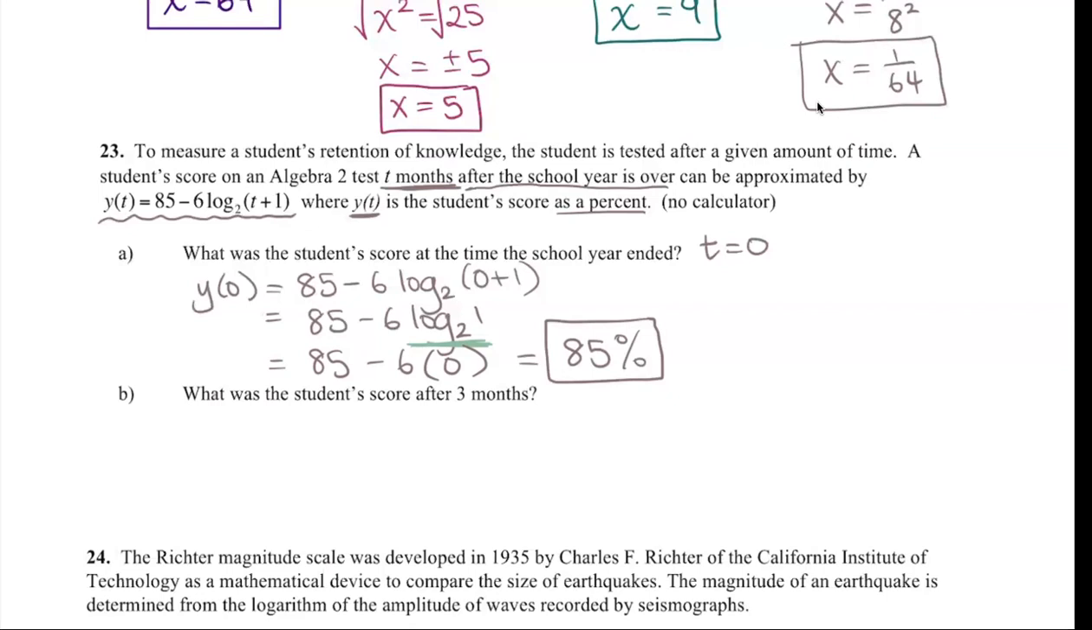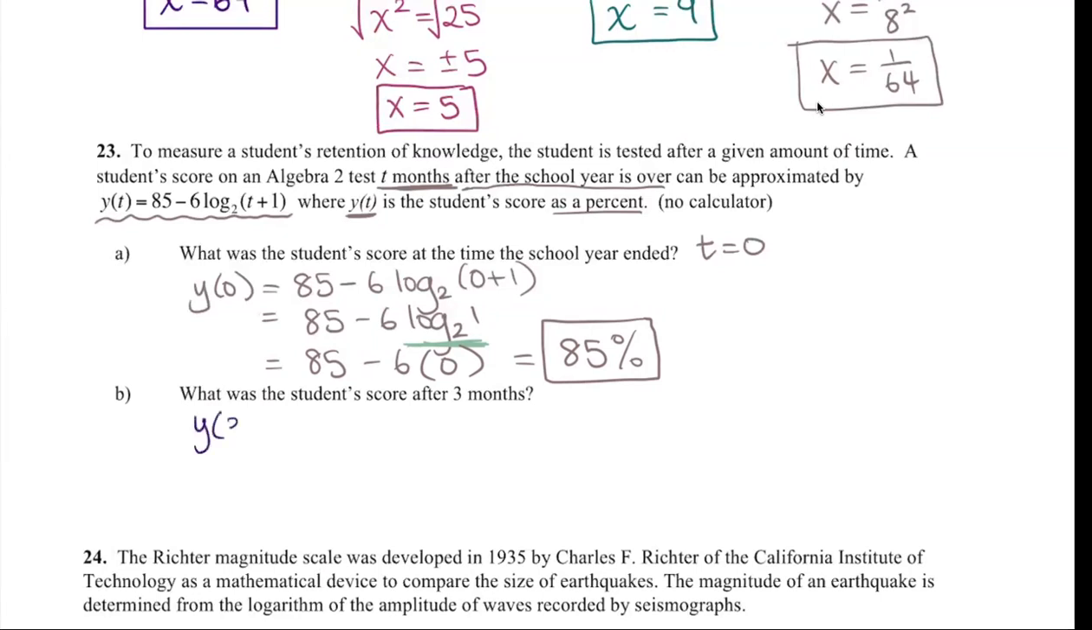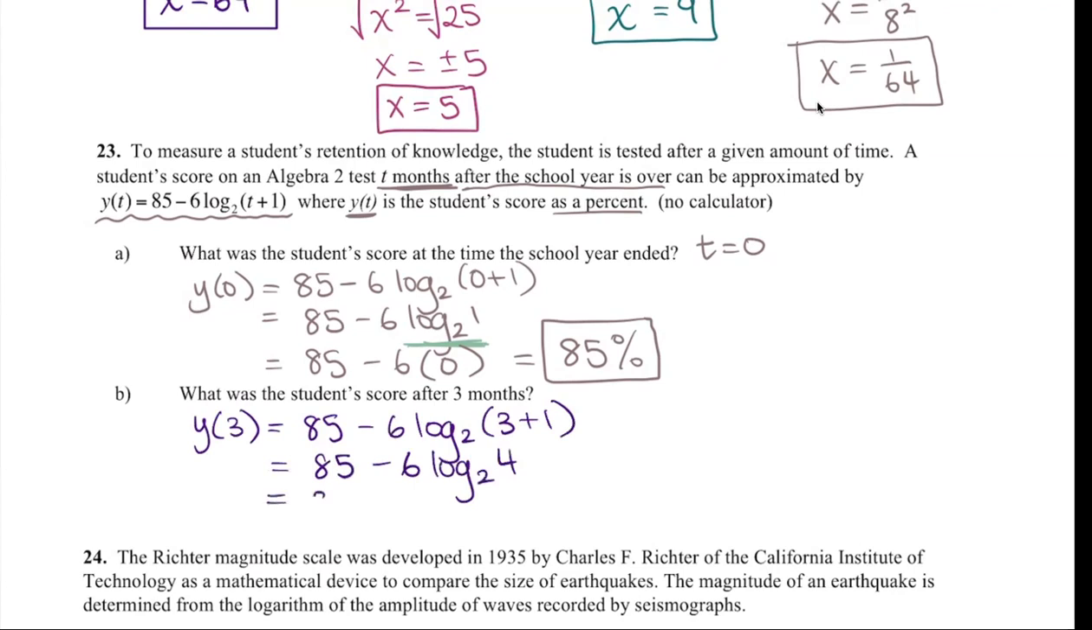Okay. Part B says, what was the student's score after 3 months? All right. So we can plug in 3 into our t. So substitute in 3. And this gets me 85 minus 6 times log base 2 of 4. And do the log first, right?